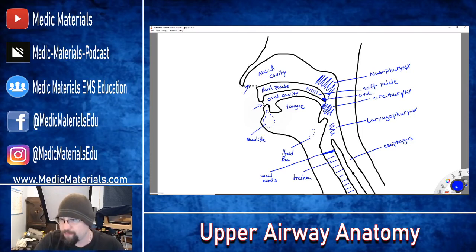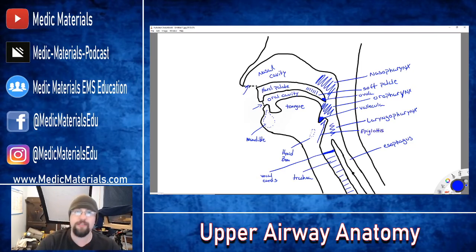Now, the last two structures that I want you guys to be aware of is, first off, this structure right here, this little indentation. This little indentation is called the vallecula. Alright, the last structure I want you guys to be aware of is this structure right here, and that is going to be the epiglottis.